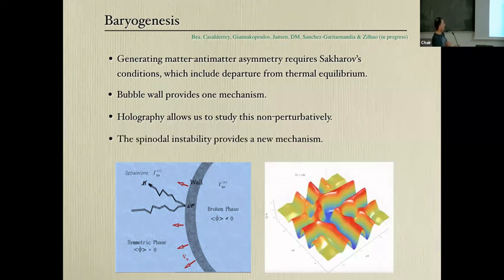And not only that, but you could now think of another mechanism, because this spinodal instability I told you about is also out of equilibrium physics that could take place in a large N phase transition. If this happened, then this would also generate baryon asymmetry.